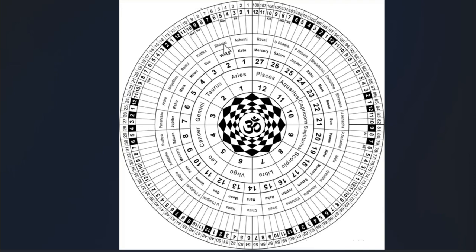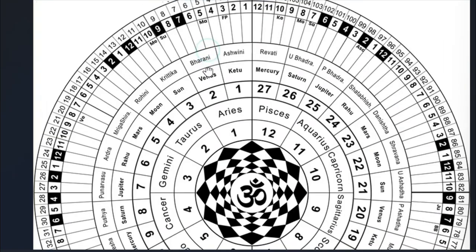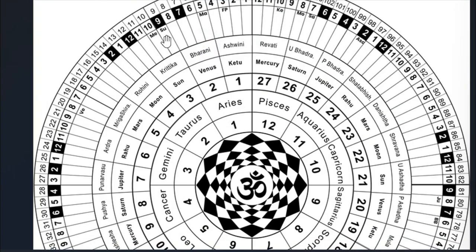Now, for example, let me illustrate. See here, the Sun here is in Aries. You can see this is SU, Sun. They have located the planet Sun in this chart. Sun is in Aries, but in the last Navamsha of Aries. So in the Navamsha chart it will be shown in Sagittarius.